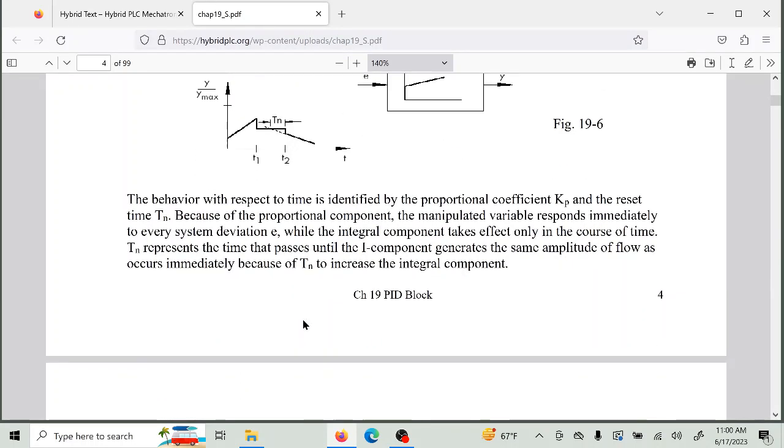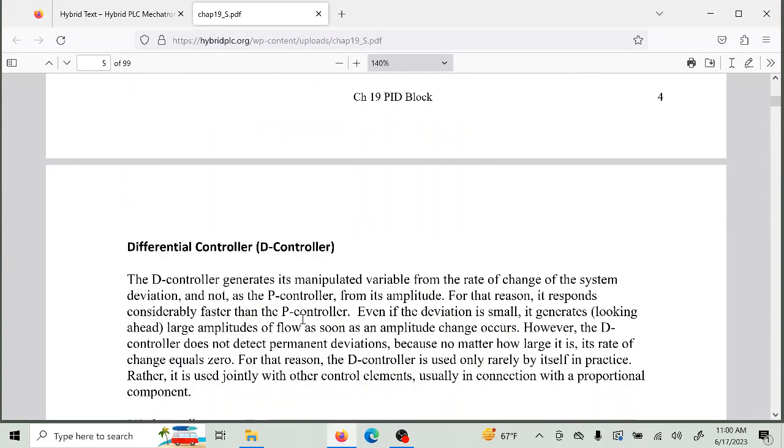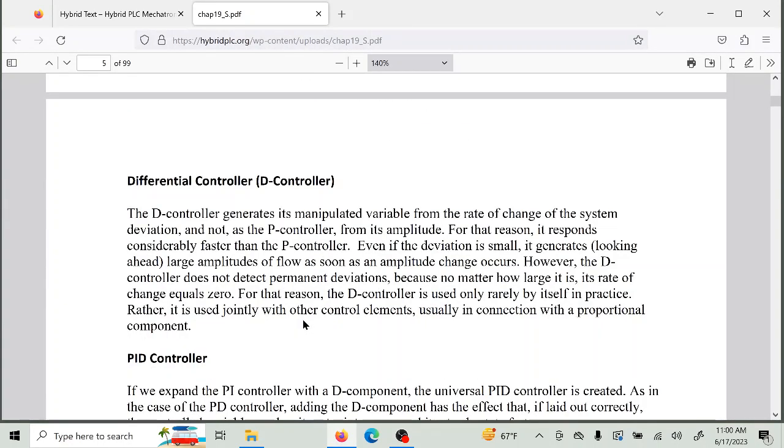The proportional term moves fast. The integral term moves a little slower, and that's by design. Now, the differential part, again, is very rarely used. The D term is very rarely used, but it is used in one of our labs called the ball and tube lab. In that case, we have to use the D term or it will not work. It works very well with the D term in.